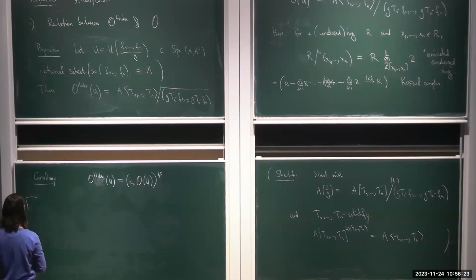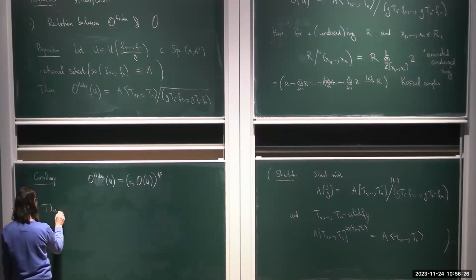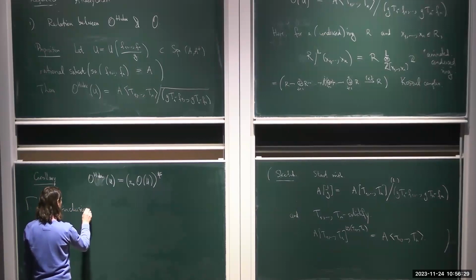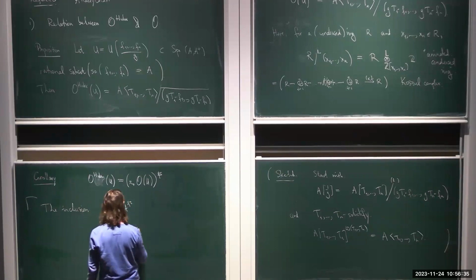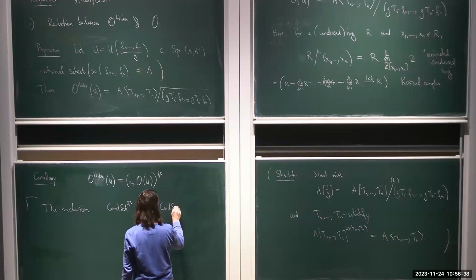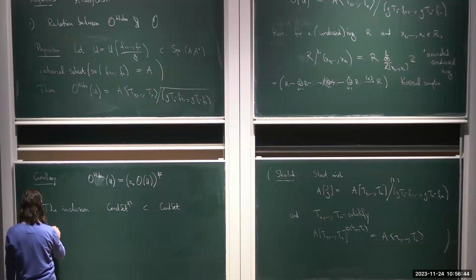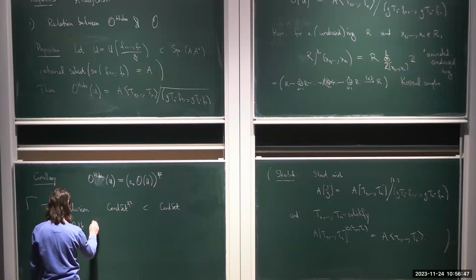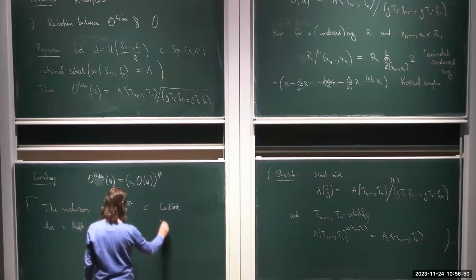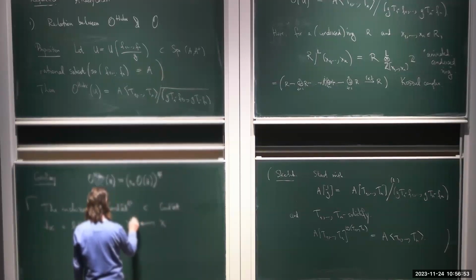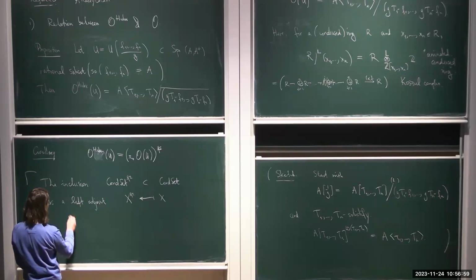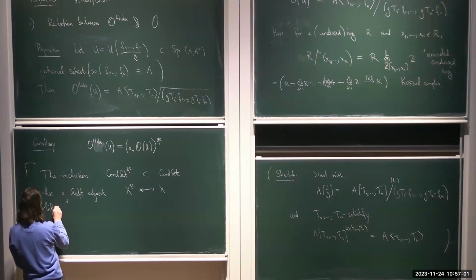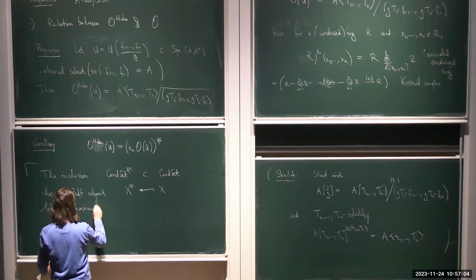So here's a small interlude. The inclusion, light or not, it doesn't really matter, of quasi-separated condensed sets inside of all condensed sets has a left adjoint. It takes any X to the quasi-separated quotient, and it is mimicking the operation of taking the maximal Hausdorff quotient. And in practice, that's precisely what it does.